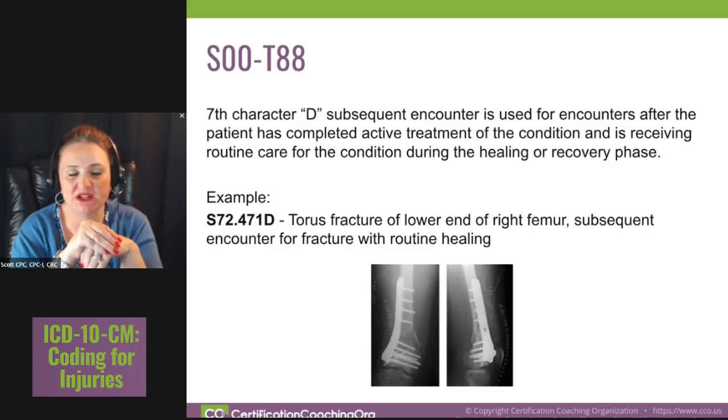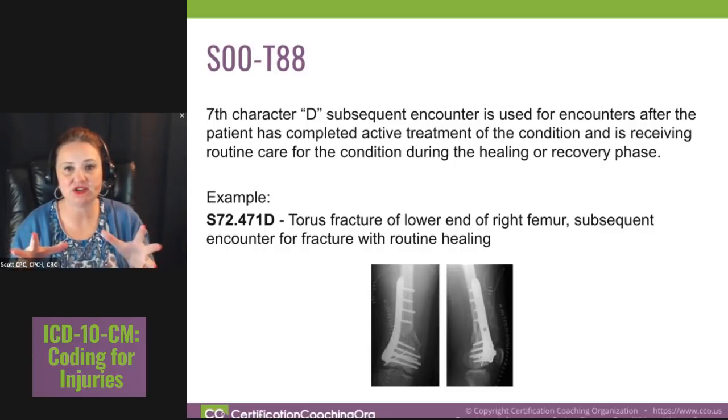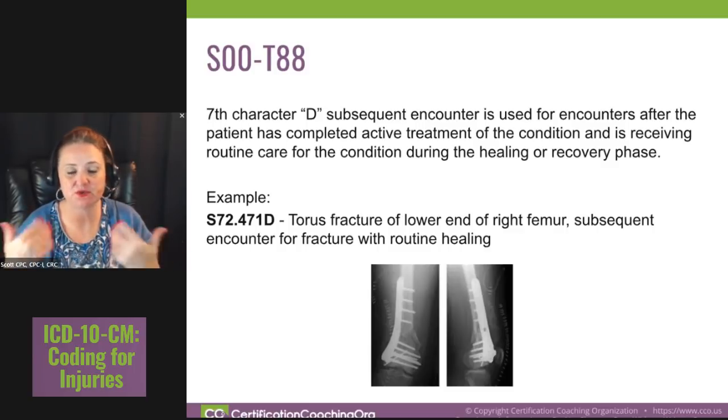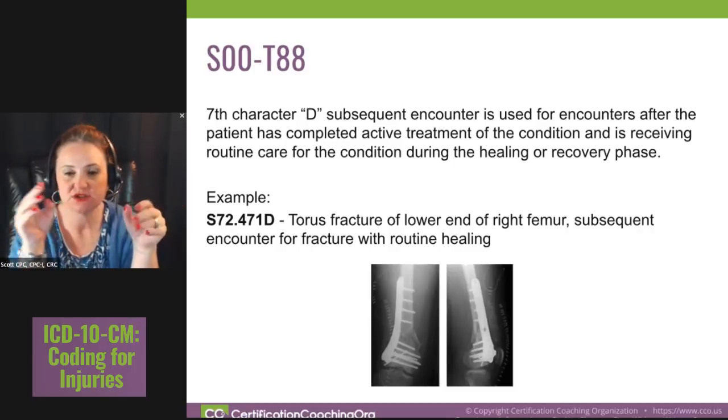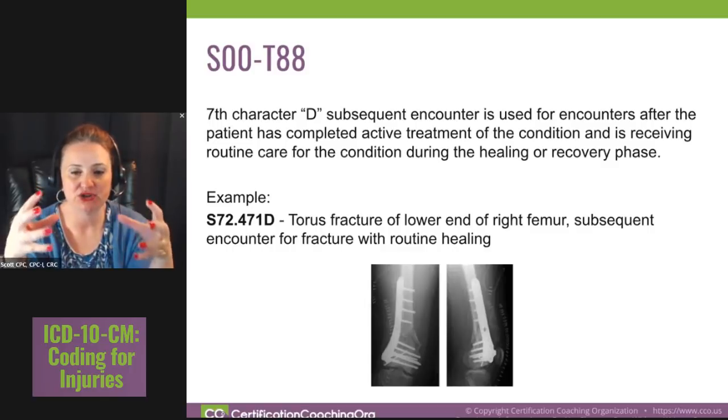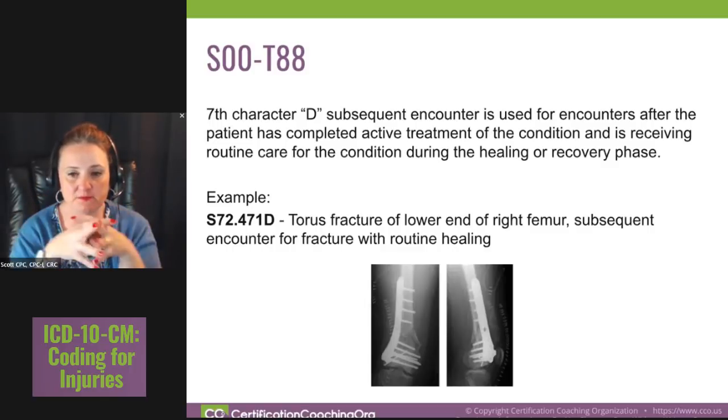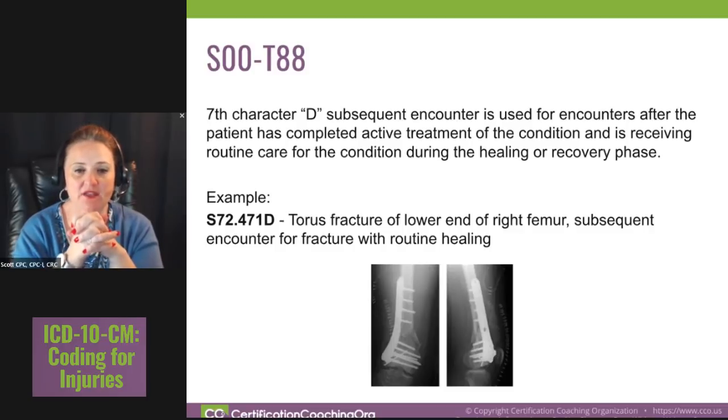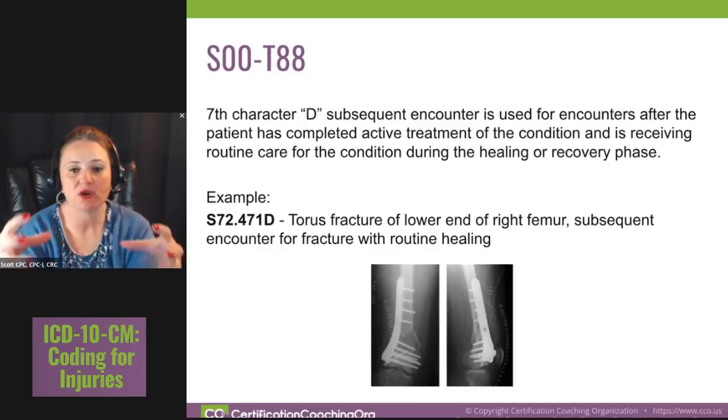Now we don't need to know that it's an open or closed fracture, but we do need to know that it's a fracture with routine healing. So they've already gone in, they put the pins in, everything looks good, and this is like a fracture either right after the procedure, or let's say it's that next week. That's what I'm going to say it is. Okay, so we put the pins in, and it looks like the bone is stabilized, and then it's right femur, lower end torus fracture. We got to know all of that stuff, but we're in the healing process.